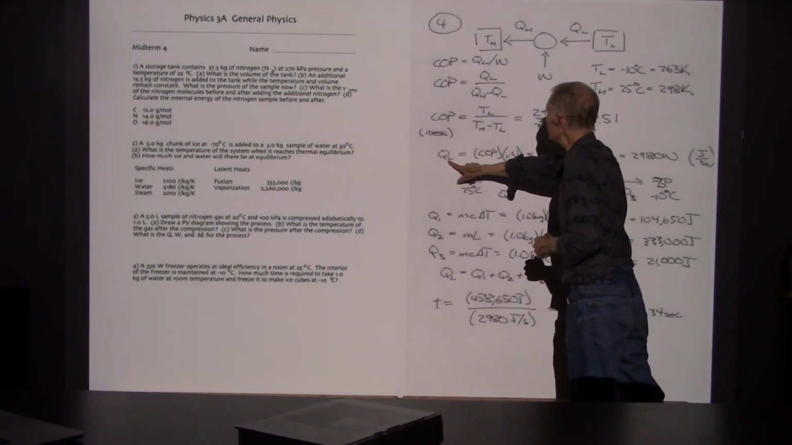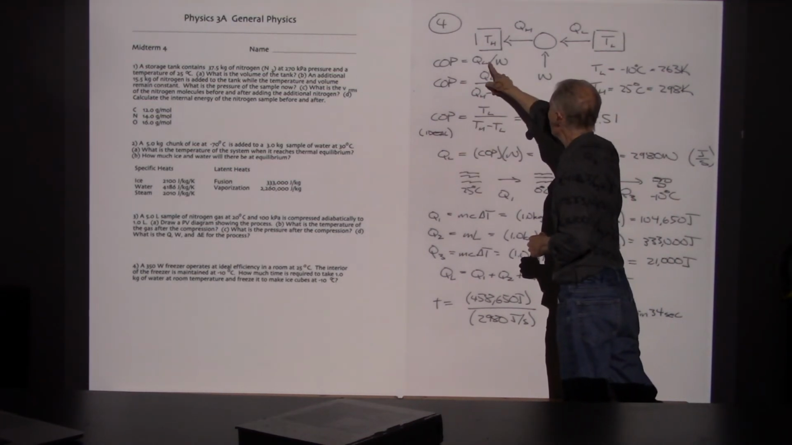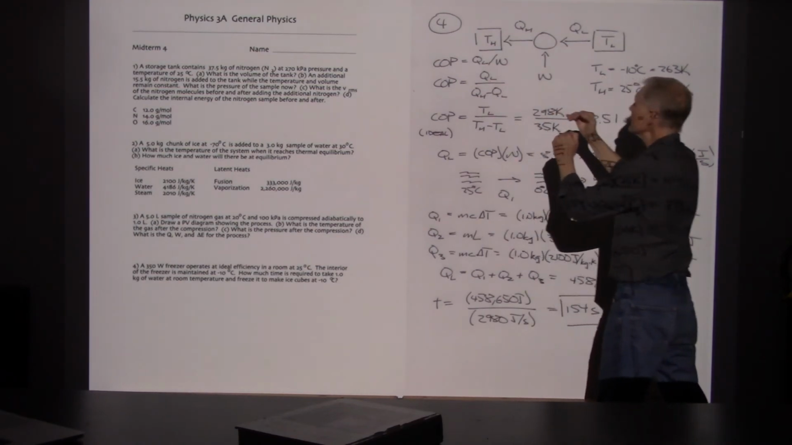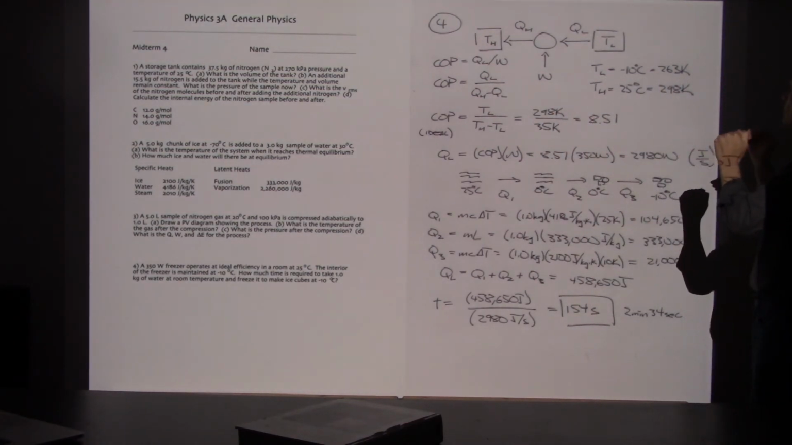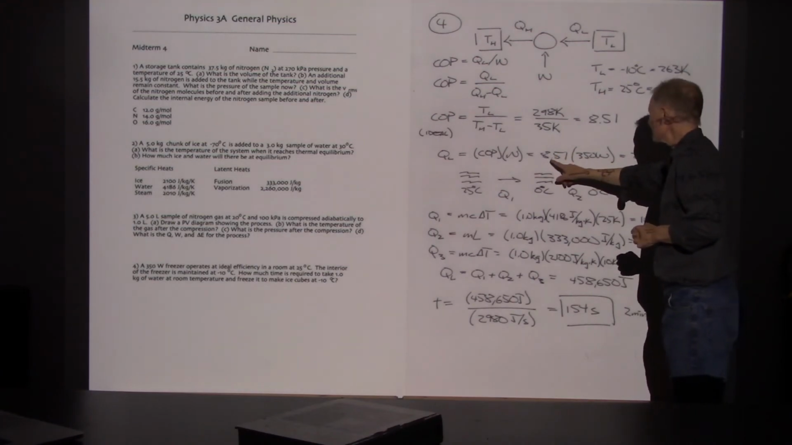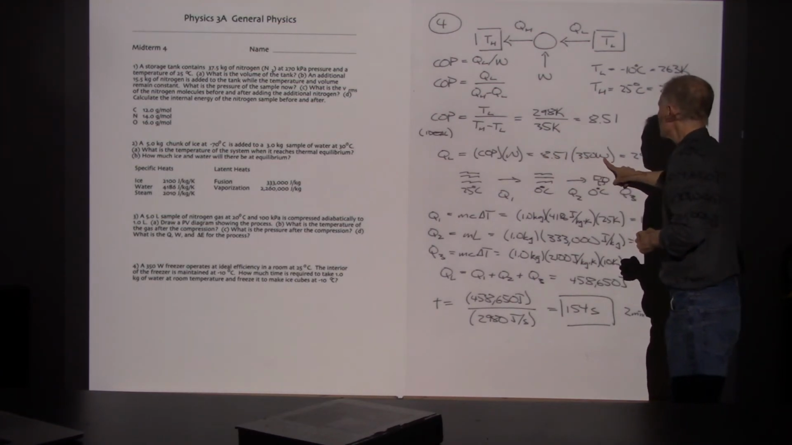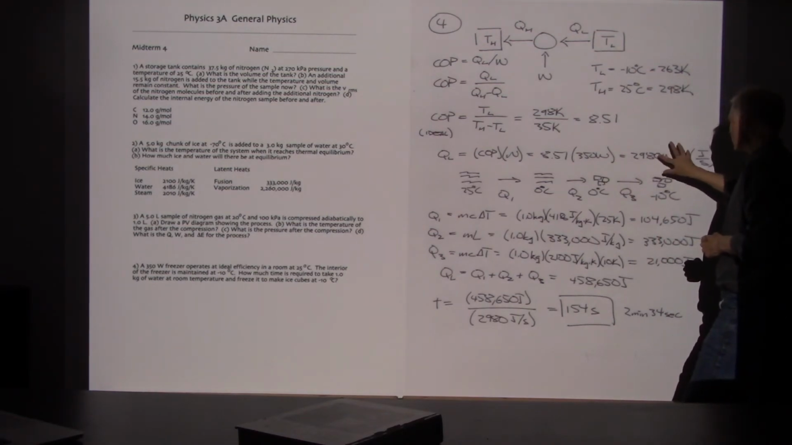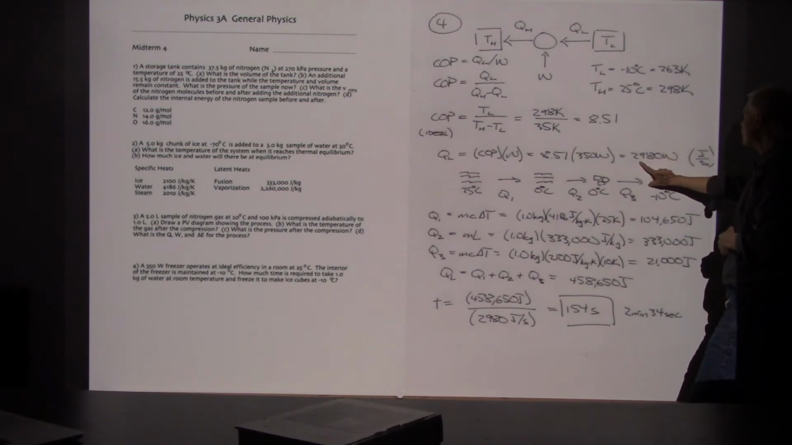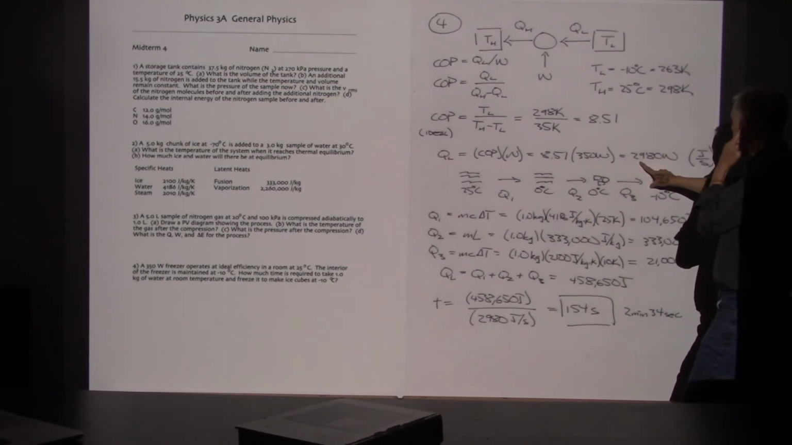The heat being taken out, the QL, is going to be the COP times the work. Now this is supposed to be 7.51 times 350, and that's going to lower the QL by 350. So this is going to become 2450?